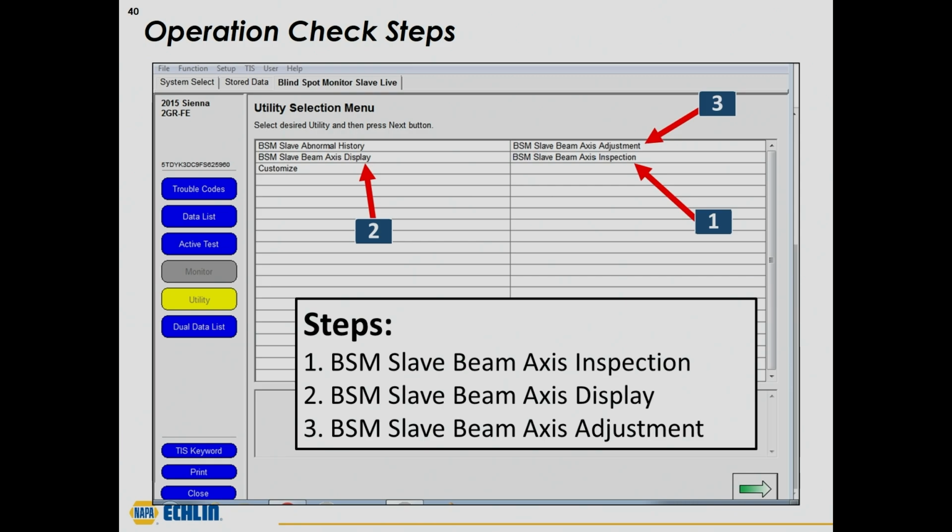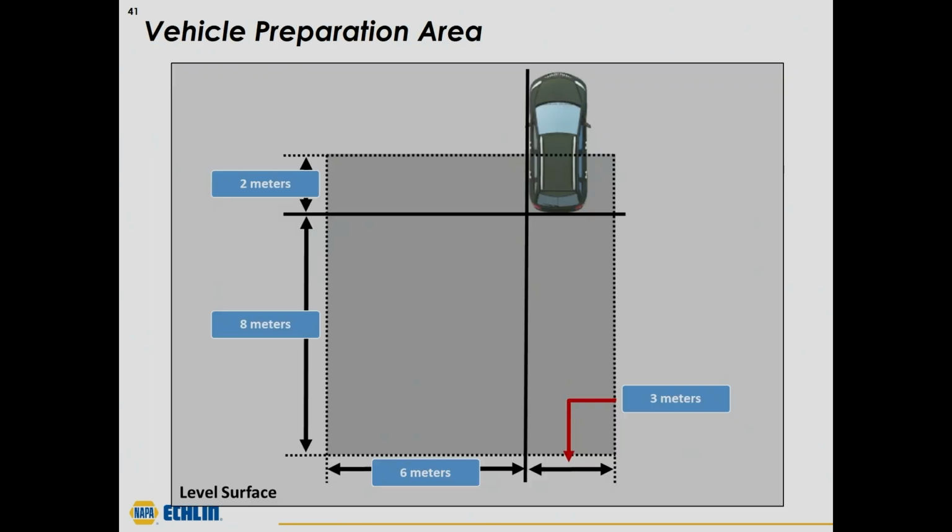So we're going to run the beam axis inspection. That should get rid of our trouble code. However, that is not calibrating this vehicle. So we are going to run the inspection. We're going to look for the target, and then we're going to calibrate the blind spot module.